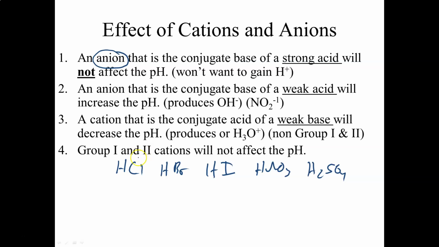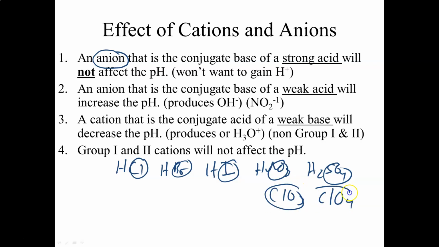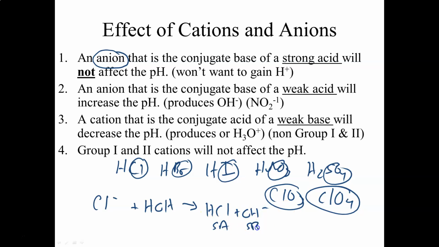Any of these anions, so Cl, Br, NO3, SO4, ClO3, and ClO4, if you see any of those ions, they are neutral, okay? Because think about it. If you had Cl minus and did hydrolysis, look what you get: HCl plus OH minus. You have a strong acid and a strong base, which cancel out.